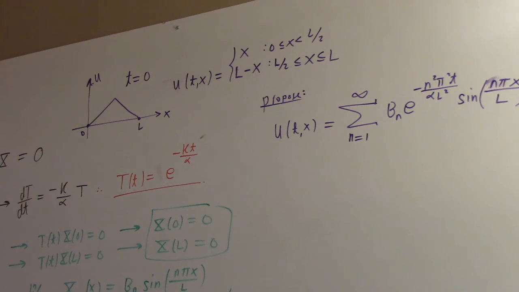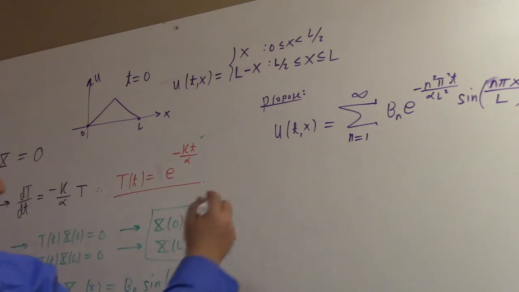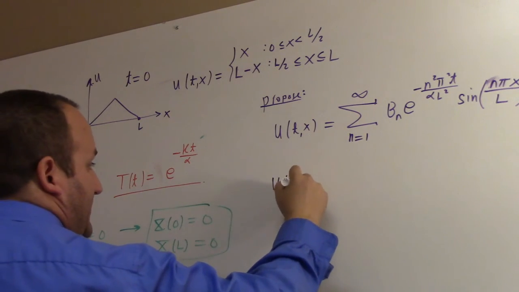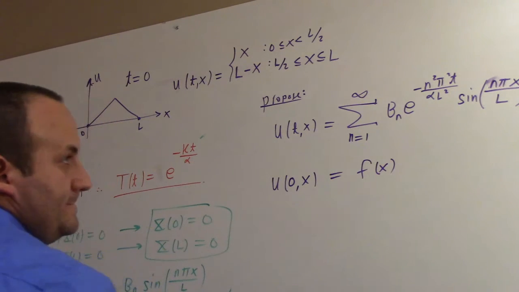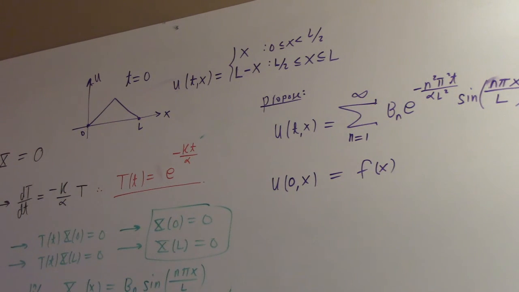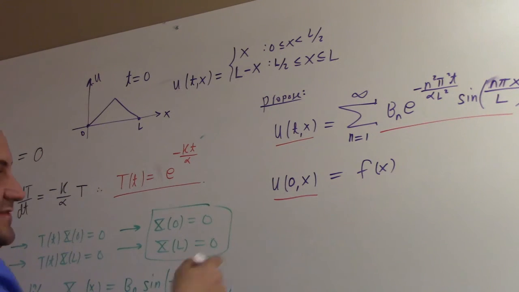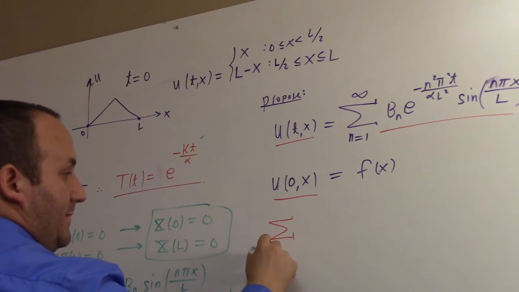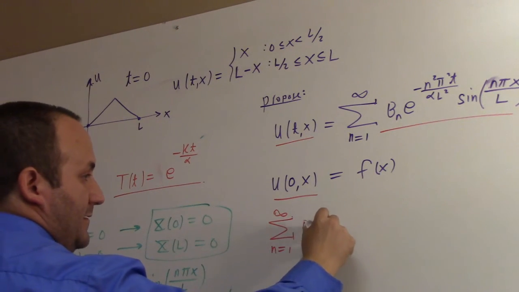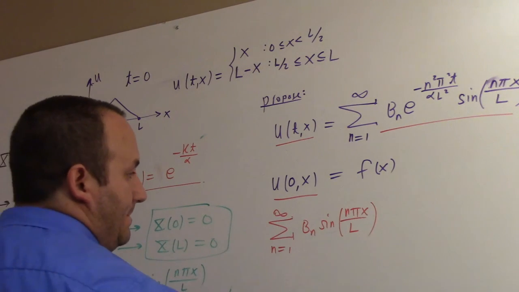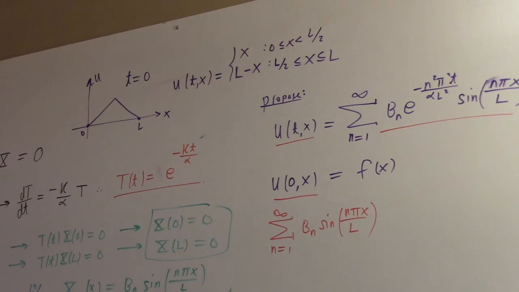So what does it look like to fit the initial condition here? The initial condition is that u of 0 comma x equals f of x. That's our initial condition. On the one hand, we can plug t equals 0 into this, and what does that give us? On the left-hand side, it gives us the sum from n equals 1 to infinity of b sub n sine of n pi x over L, because the exponential of 0 is 1. And on the flip side, we have this f of x.